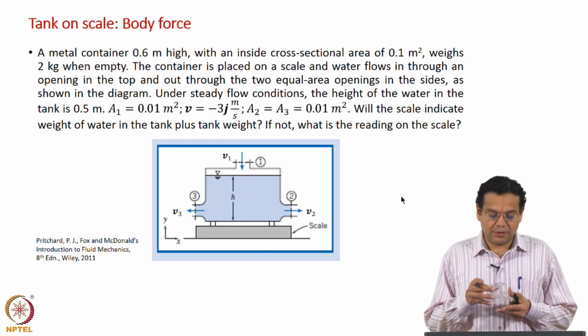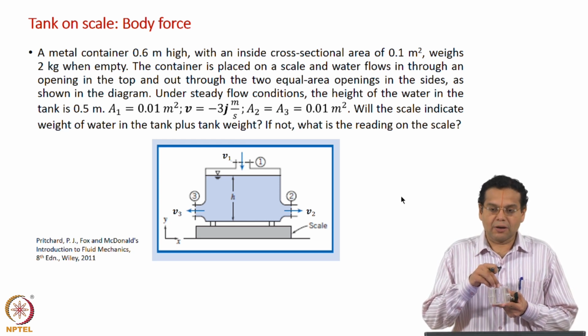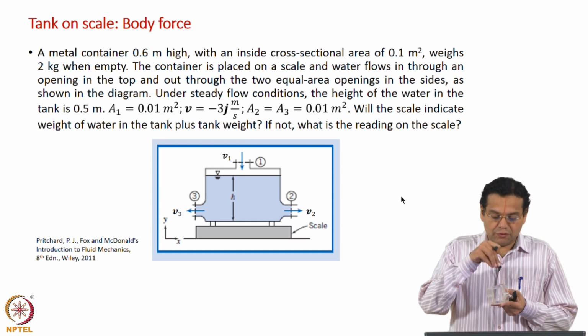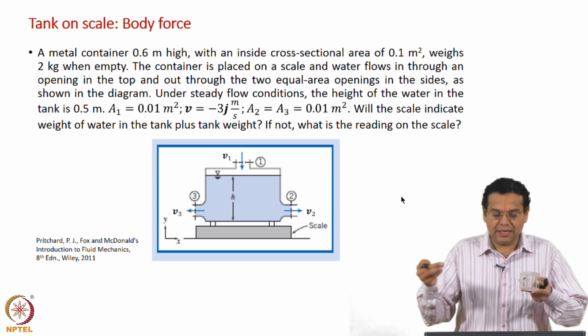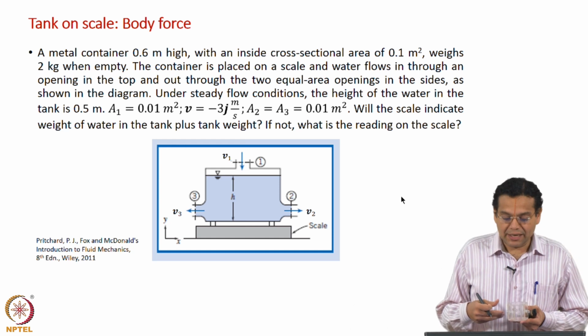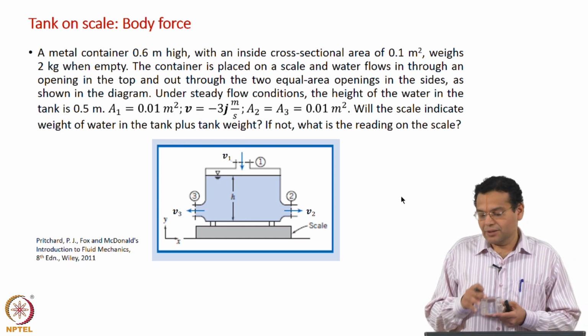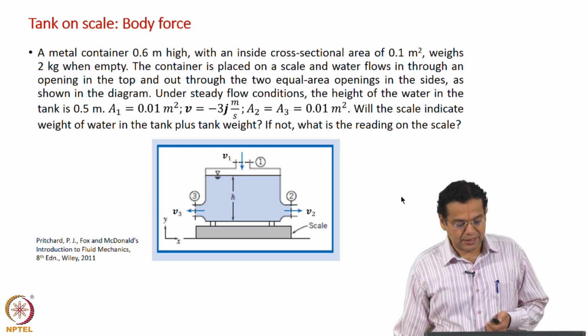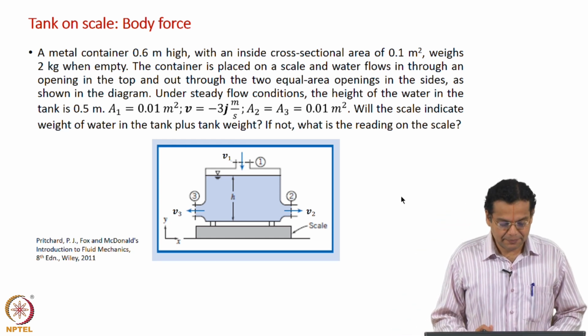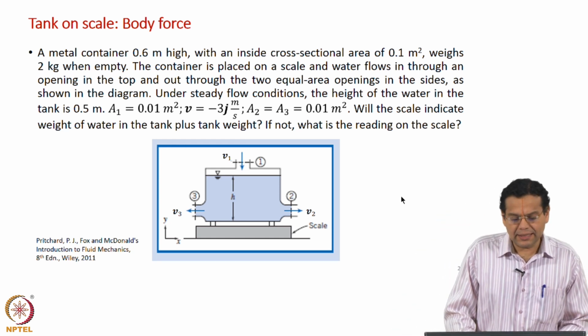Now what we have is an opening at the top, and liquid flows down into the container and leaves through the sides. Now the reading shown by the balance will be different, it will account for the momentum of the liquid entering. So that is what we are going to see now in this example more formally. Let us read the example.